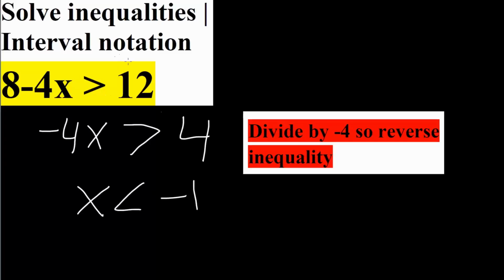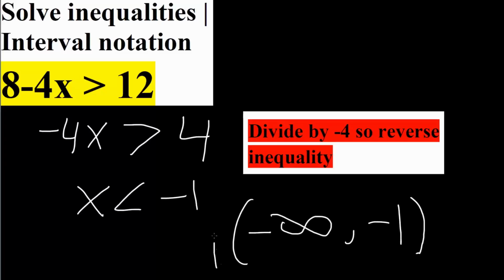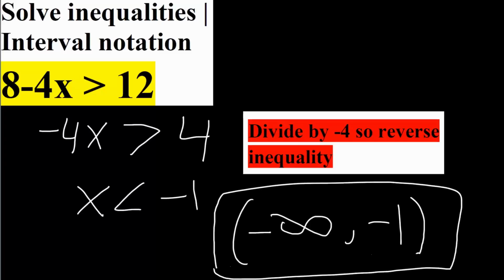And so our interval notation will be x is less than negative 1, meaning it's going to be from negative infinity all the way to negative 1. And this is our answer. And now we'll do the second problem.